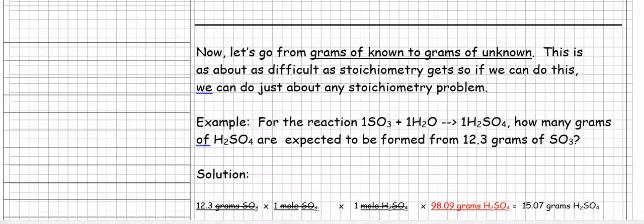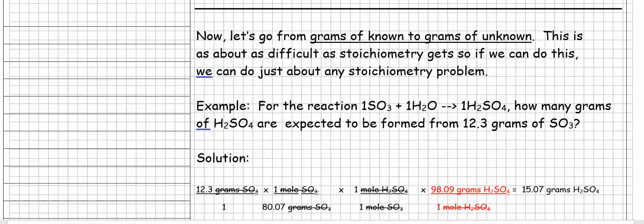All right, now, we've gone from moles to moles. We've gone from grams to moles and moles to grams. But now what we want to do is go all the way from grams of known to grams of unknown, right? It's not difficult at all. This is about as difficult as it's going to get, but even then, it's not really difficult at all. If you can do this one, you can do just about anything with regard to stoichiometry. All right, so here we go.